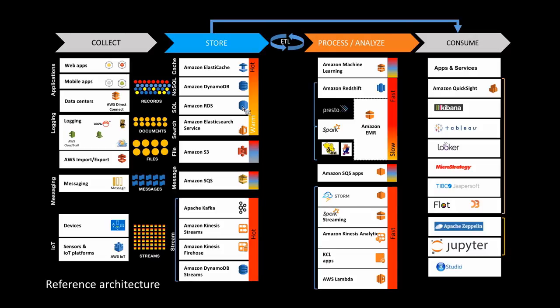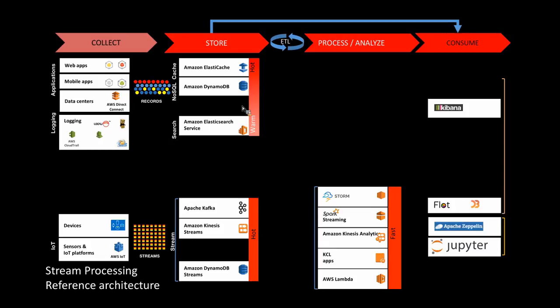As we move into stream processing, the various components of storage, processing and analysis, and consumption now have to deal with hot data that is moving at very high velocity, very high throughput, and so that means that certain technologies are more appropriate, and I've shown those here.